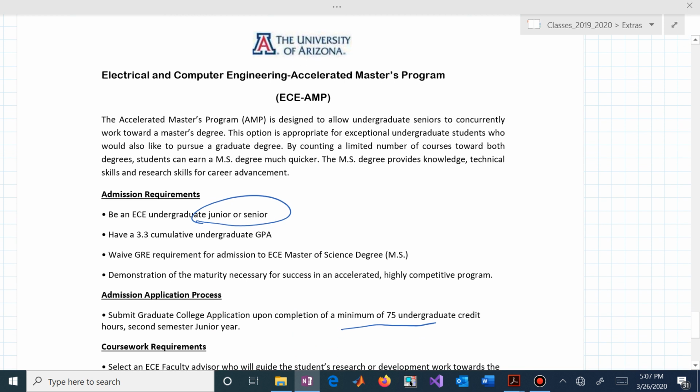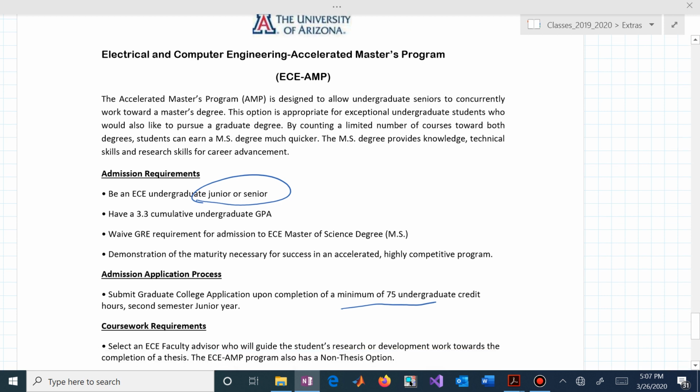Let's now talk about the accelerated masters, the admissions requirements, and one of the questions was, when do you consider the AMP? Really, you need to be considering it pretty much from day one, because you have to have a particular GPA in order to even be considered for the AMP program. You need a 3.3 cumulative undergraduate GPA. When you really get serious about this, when can you apply?